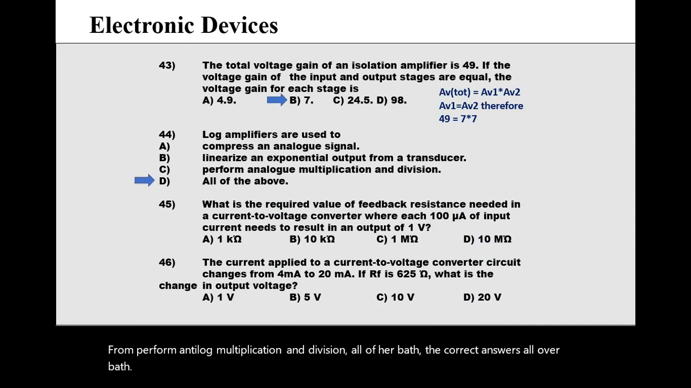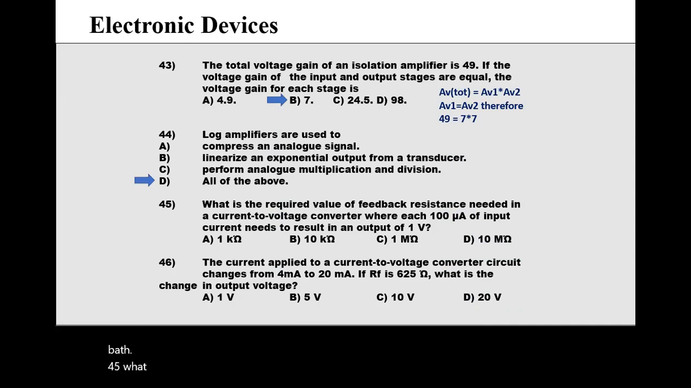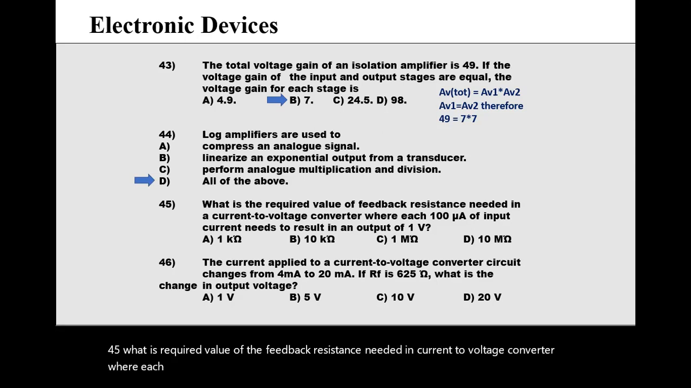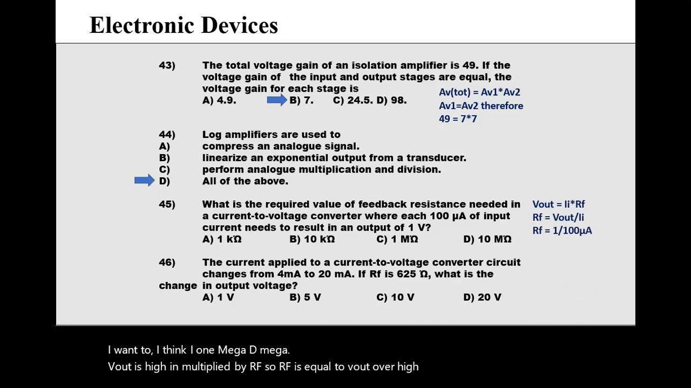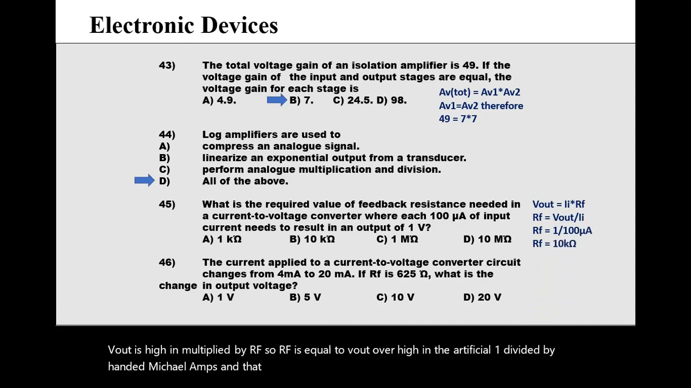Number 45. What is the required value of feedback resistance needed in a current to voltage converter where each 100 microamp of input current needs to result in an output of 1 volt? A: 1K, B: 10K, C: 1 megaohm, D: 10 megaohm. V out is I in multiplied by RF. So RF is equal to V out over I in, which is 1 divided by 100 microamps. That gives you RF is equal to 10K. So the correct answer is B.